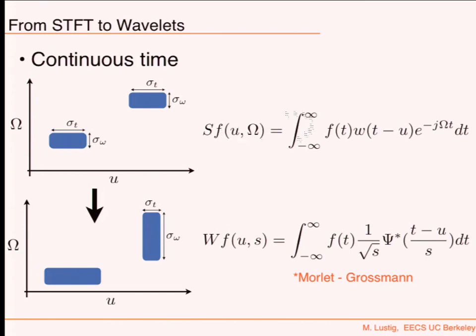So the continuous short time Fourier transform is a mapping from one dimension, which is time, into a two-dimensional space, which is both time and frequency. Much like we saw in the discrete case. And it has these Heisenberg boxes, where some uncertainty in time corresponds to a certain uncertainty in frequency.